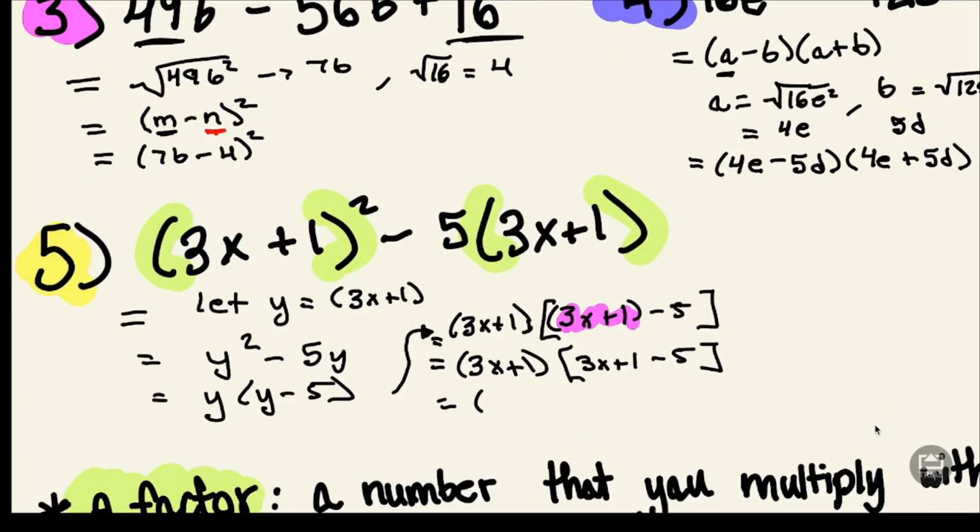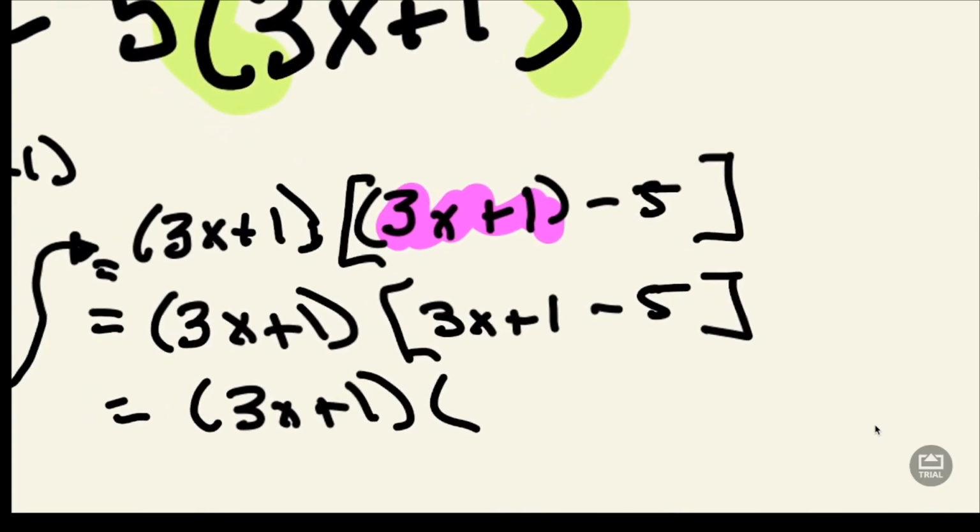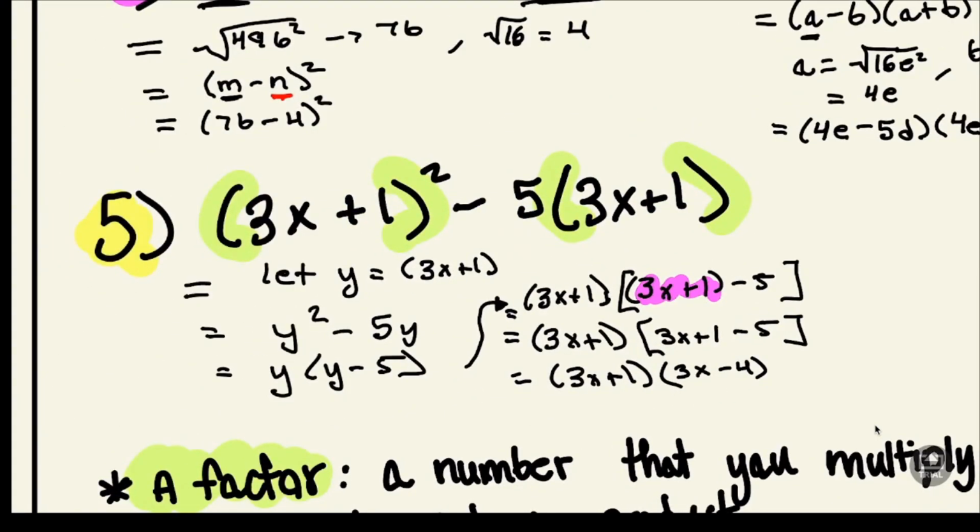Then all you have to do now is collect the like terms, use BEDMAS, and simplify. The only two terms here that are the same are 1 and negative 5, because nothing else has a variable other than 3x. So we just have 1 and negative 5, and 1 minus 5 is just negative 4. Therefore, this will be your final answer.